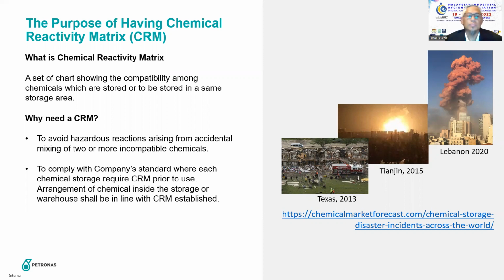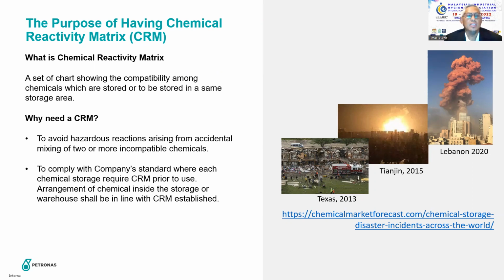Then why do we need a CRM? Because we want to avoid any hazardous reactions or hazardous incident due to accidental mixing of two or more chemicals which are incompatible with each other. We have experienced some catastrophic incidents globally related to chemical storage. For example, the incident in Texas in 2013, then Tianjin in 2015, and recently the Lebanon explosion in 2020.